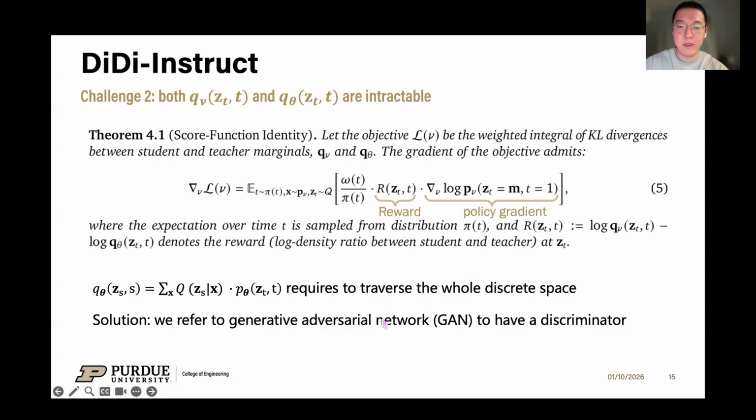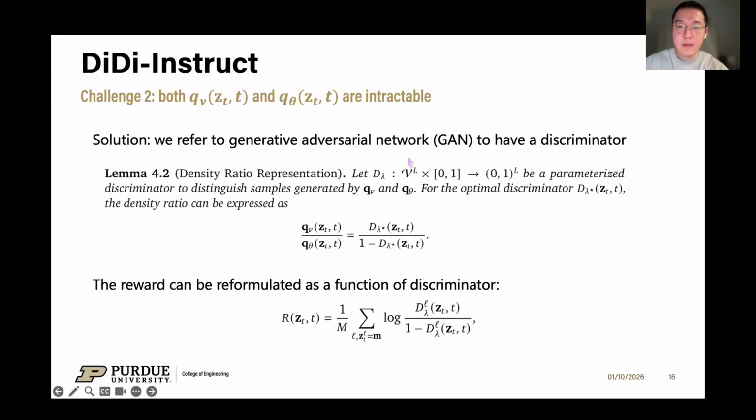And our solution is that we refer to GAN to have a discriminator. The discriminator has the same input as the teacher model, and we have a binary output for the discriminator. When it is trained well, it can represent the log density ratio between the student and the teacher, just like this one. And then we can represent the reward as a function of the discriminator, just like this one.